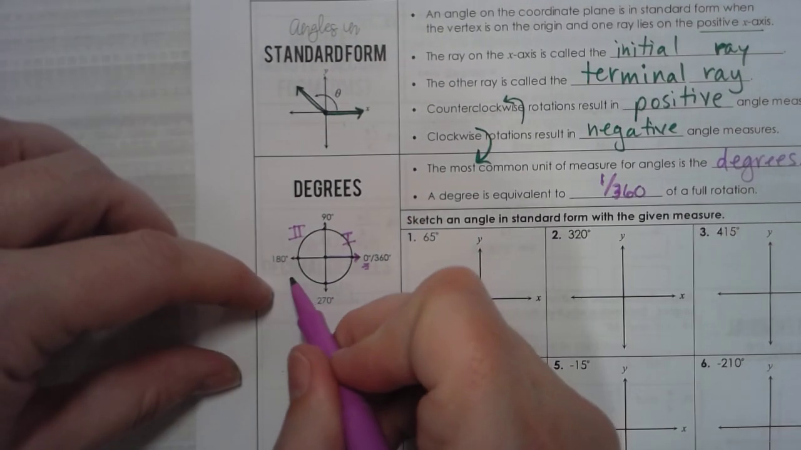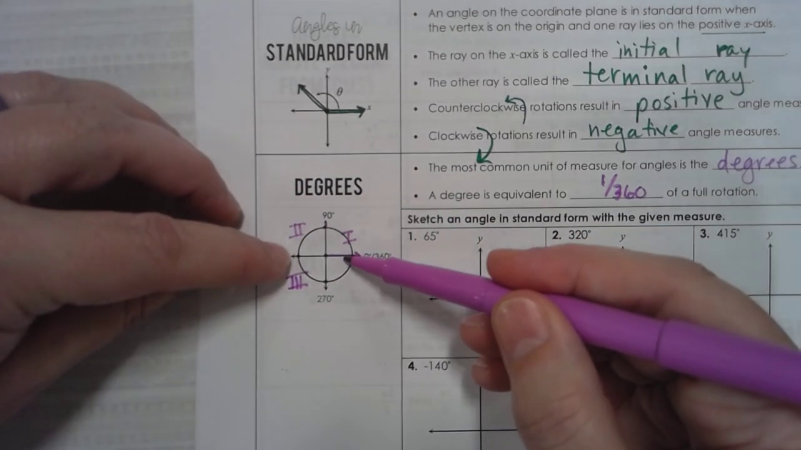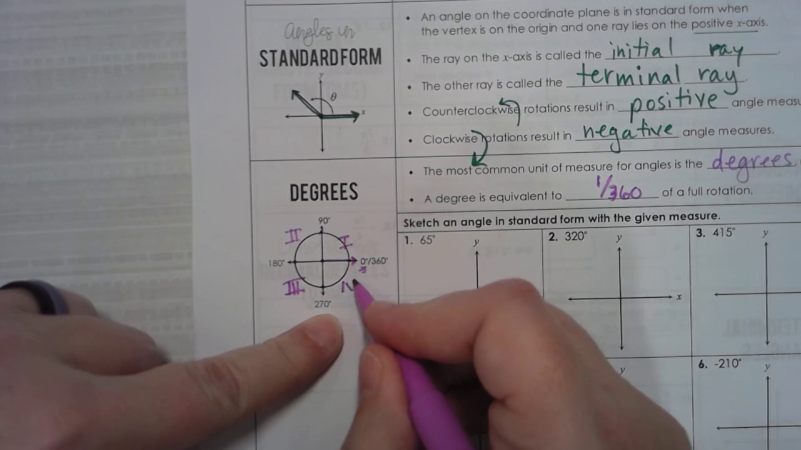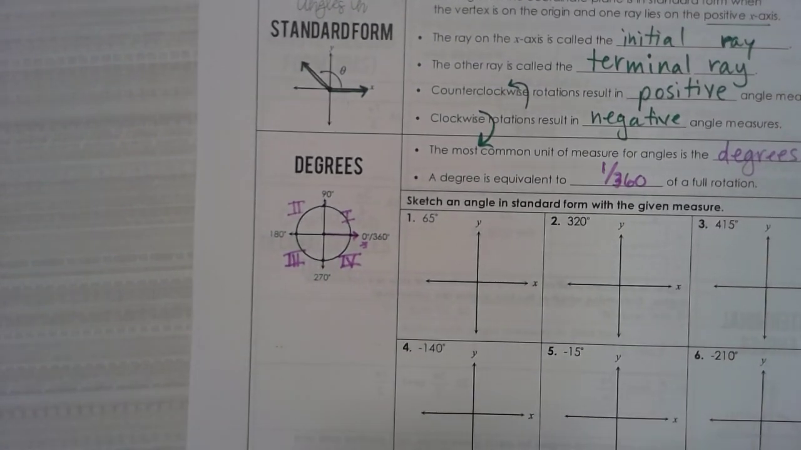If it comes back down here, this is the third quadrant. This is going to be a negative angle. It's going to start here and it's going to come back this way. And then this is the fourth quadrant, our last bit from 270 to 360.